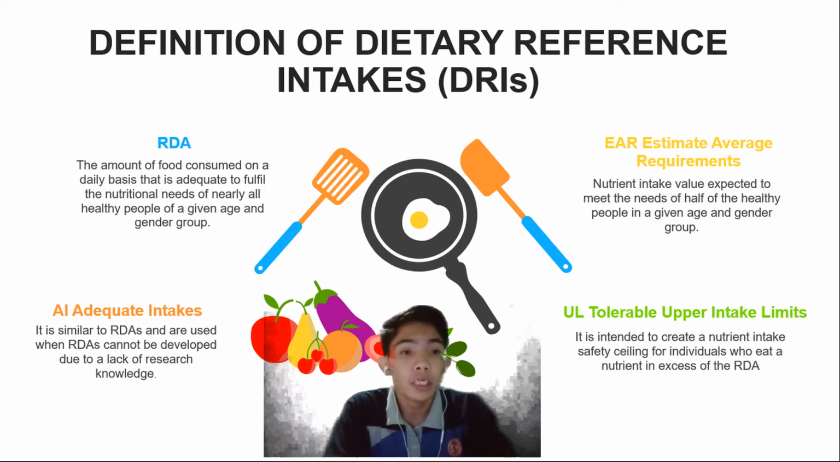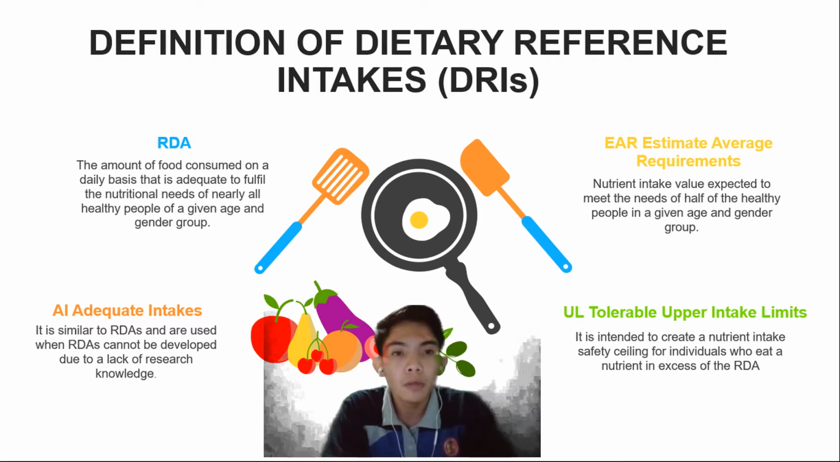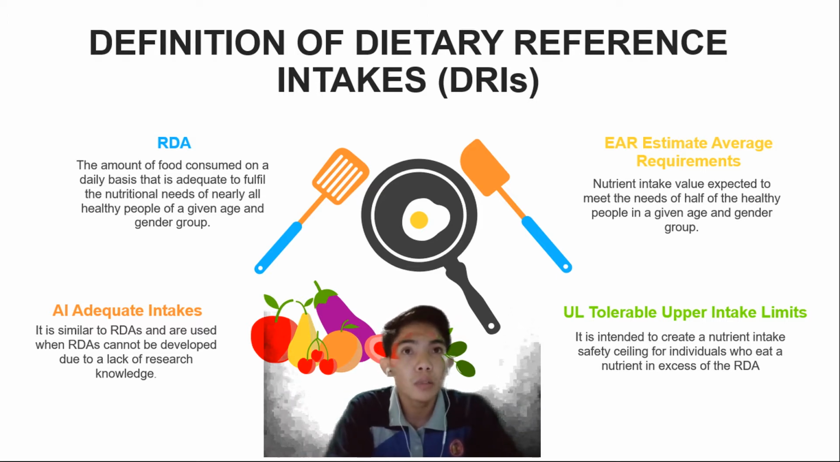Okay, we go to the second, which is estimated average requirement. Estimated average requirement is a nutrient intake value expected to meet the needs of half of the healthy people in a given age and gender group. Estimated average requirement is limited in number due to few human studies. For example, half of subjects' needs are met at this level. That means 50% of subjects will not have their needs met.